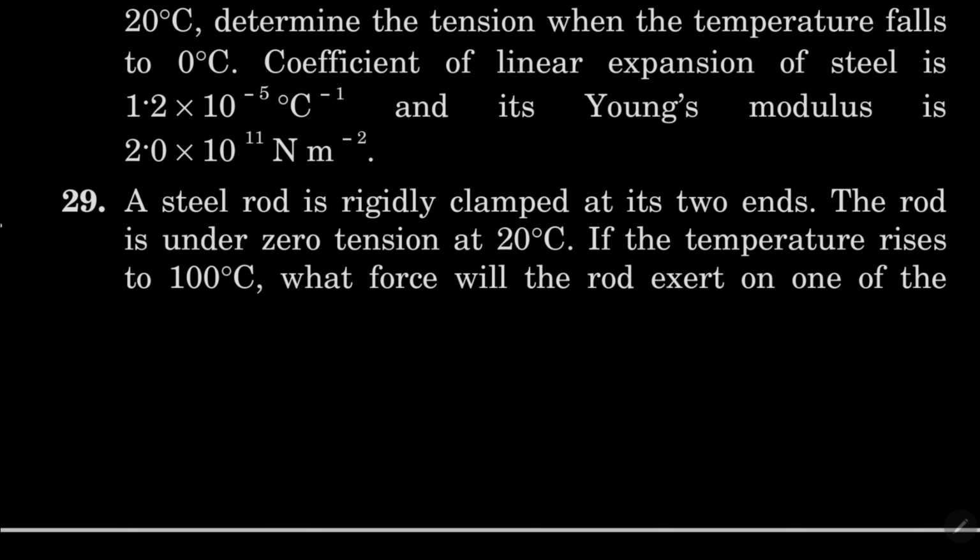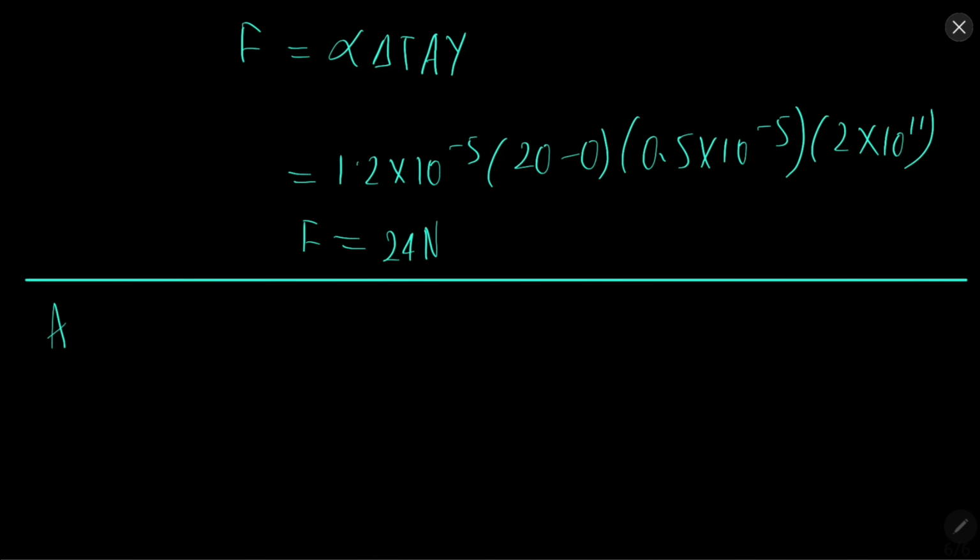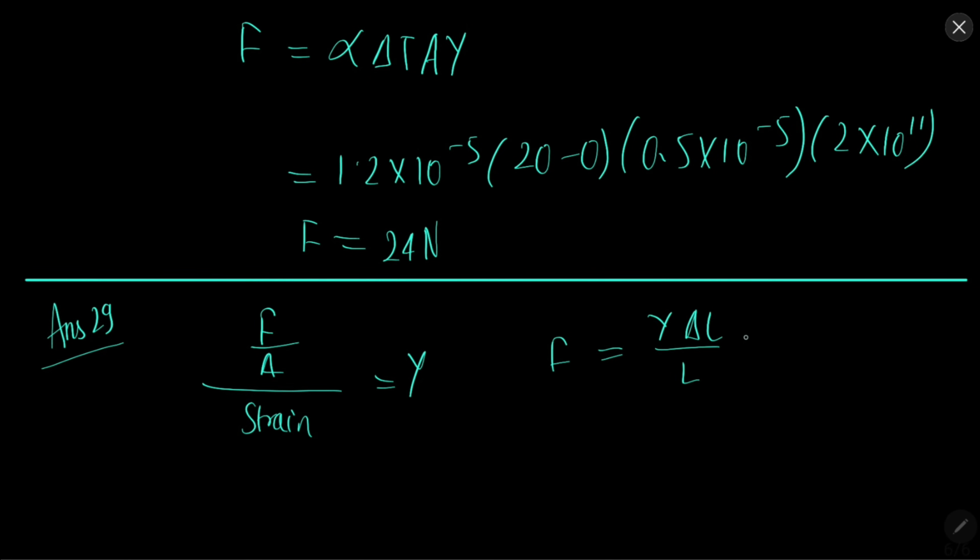In question 29, a steel rod is there. What force will the rod exert on one of the clamps? Solution 29. Force over area over strain will be Young's modulus. It will be Y del L by L into L. So it will come out to be around 384 Newton. When we put all the values, this will get converted into A alpha del T.